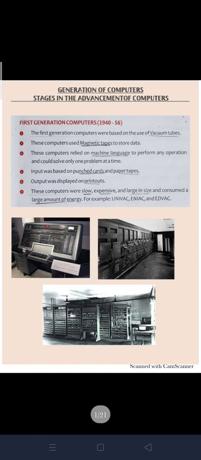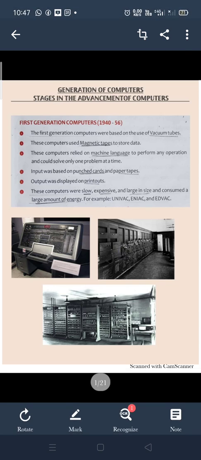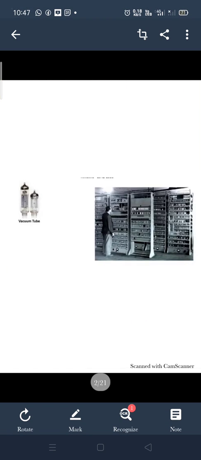Here are picture examples: IBM 1400, IBM 350. These are the pictures of second generation computers. And the first generation computers, children, are the ones which we learned about yesterday in the first video: UNIVAC, ENIAC, EDVAC, EDSAC. All these are first generation computers.